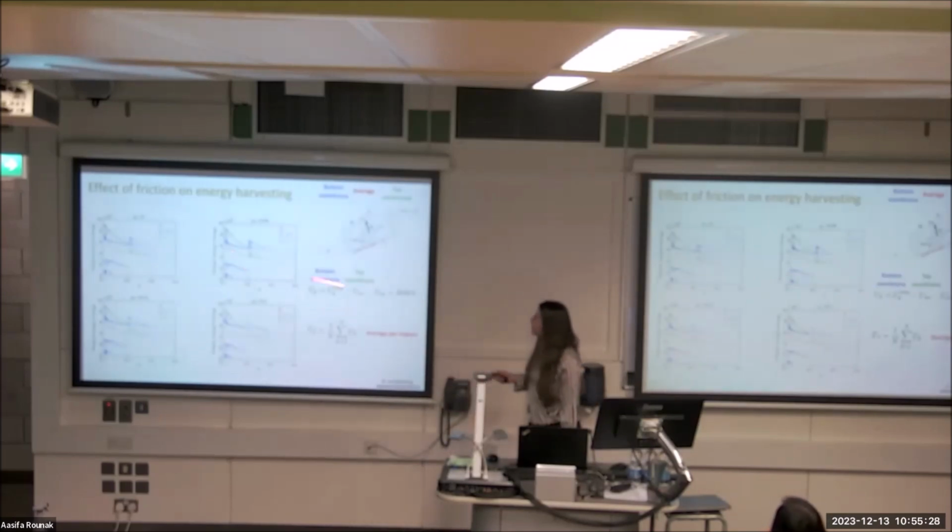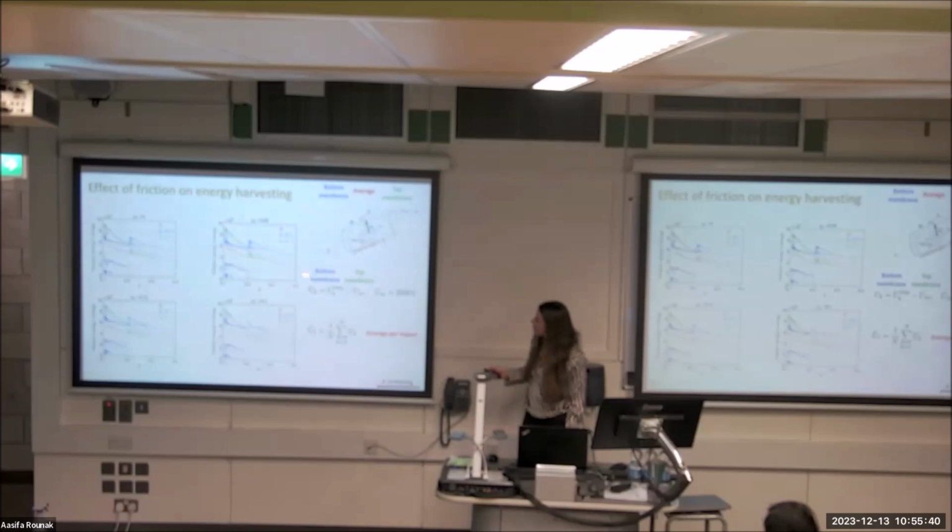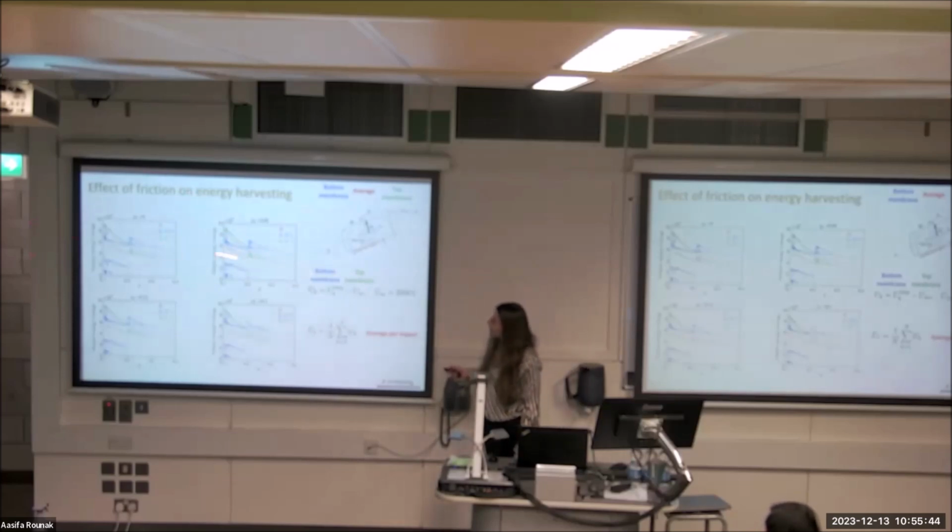So we have a few different measures. We can measure the energy at an impact at the bottom or at an impact at the top. So again, these are going to be my blue and green lines. But let's think about an average per impact. So that's going to be the red in between. Again, these are the same values of mu that I was showing earlier.